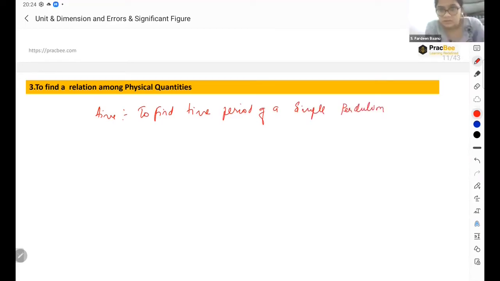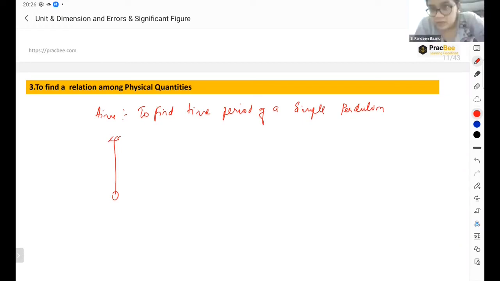So you take a simple pendulum, you oscillate it and you have a stopwatch. You will see that in 10 oscillations it takes 40 seconds, and you will say the time period is 4 seconds. So now what comes to your mind is that suppose I increase the length of this simple pendulum, what will happen to the time period? How will the time period change if you increase or decrease the length?